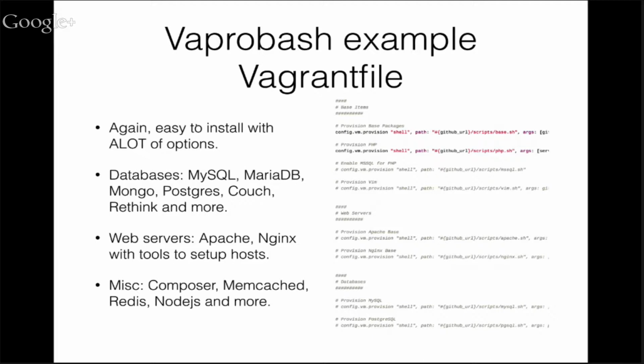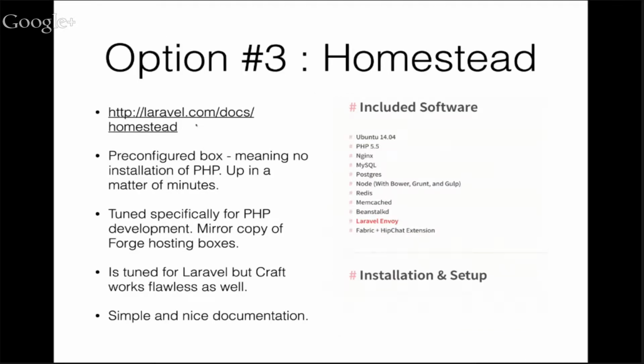Again, there's a lot of options. You have every kind of database you could possibly work with in PHP development. Not all of them, but a good majority of the ones you're probably going to work with. You can choose between Apache and Nginx. It also has Composer. You can install Memcache, Redis, Node.js, and a lot more. And like I said, his site is very well documented, so I would just go through there. And if you have any questions.